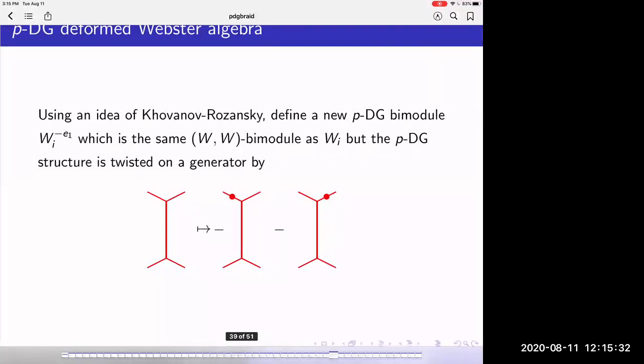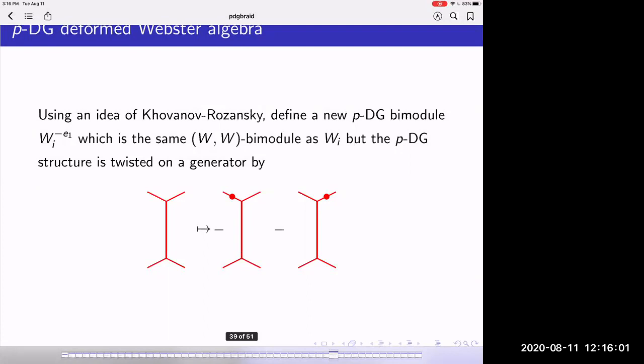And using an idea of Khovanov and Rozansky from their paper constructing a Virasoro algebra action on triply graded homology, one has to expand our idea of what bimodules we should take. So we construct a new PDG module, Wi to the minus E1. That E1 we should think about as symmetric, the first elementary symmetric function in the red dots on the I and I plus first strands.